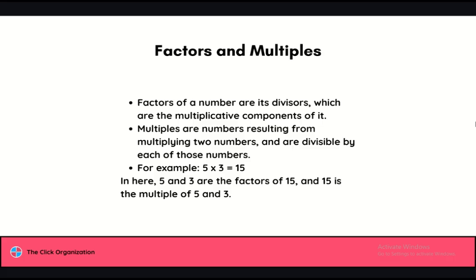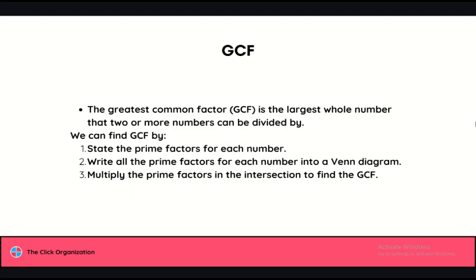Now let's have an example. 5 times 3 equals 15. This is a very simple example. But from here, we can learn two things. Here, 5 and 3 are the factors of 15, and 15 is the multiple of 5 and 3. And that's why I tell you that these two topics are completely the opposite of each other. So this was it. Now let's move on.